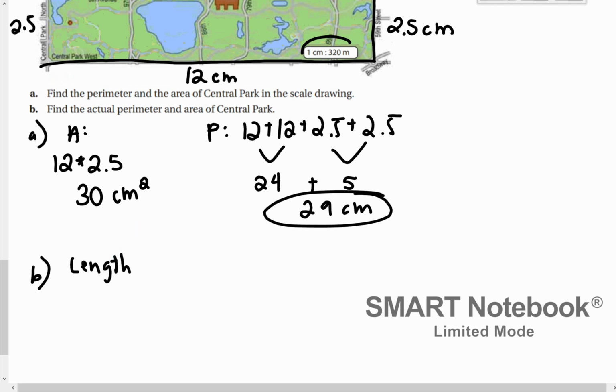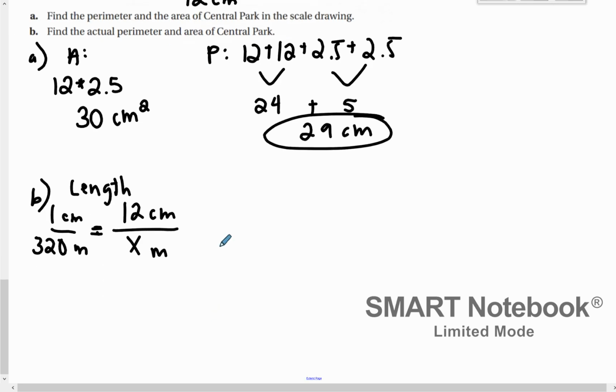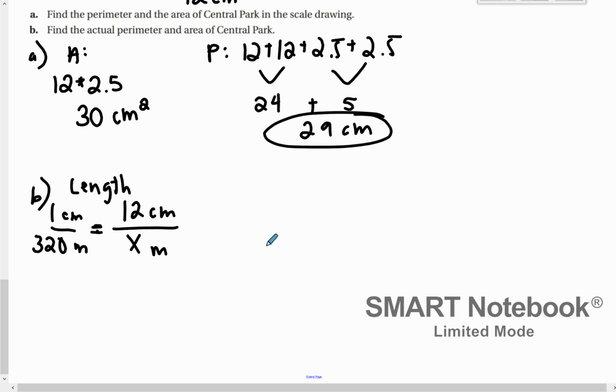So the scale they give us is 1 centimeter is 320 meters. So we're going to set up that proportion. 1 centimeter is 320 meters. We know that the scale is 12 centimeters. We want to know how many meters that is. Okay, so once you have that copied down, please pause the video, solve it, and then resume the video to check your answer.